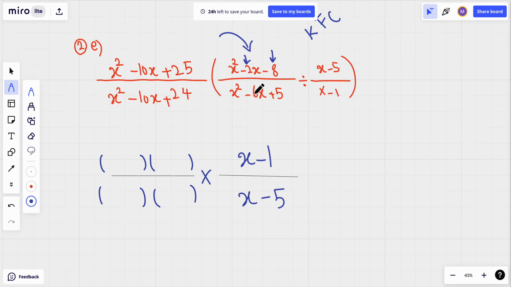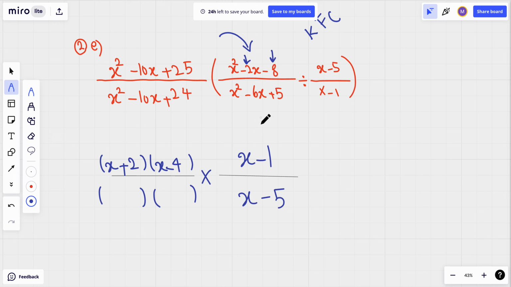I have 1 and 8, that would produce 8. I have 2 and 4, that would produce 8. Between these two options, only 2 and 4 have the potential to produce a 2 when they're added or subtracted. So let me put my x's in. I know I'm working with 2 and 4. How should I choose the signs so that their multiplication becomes negative? One of them must be negative. Which one? The bigger one, because I also want their addition to be negative.